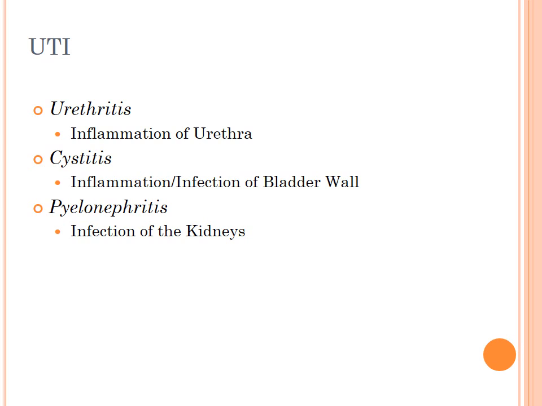Cystitis is an inflammation or infection of the bladder wall. Most of your bladder infections are from E. coli. So improper cleaning from the perineal area up the urethra into the bladder. Symptoms: dysuria, frequency, urgency, and a cloudy urine.